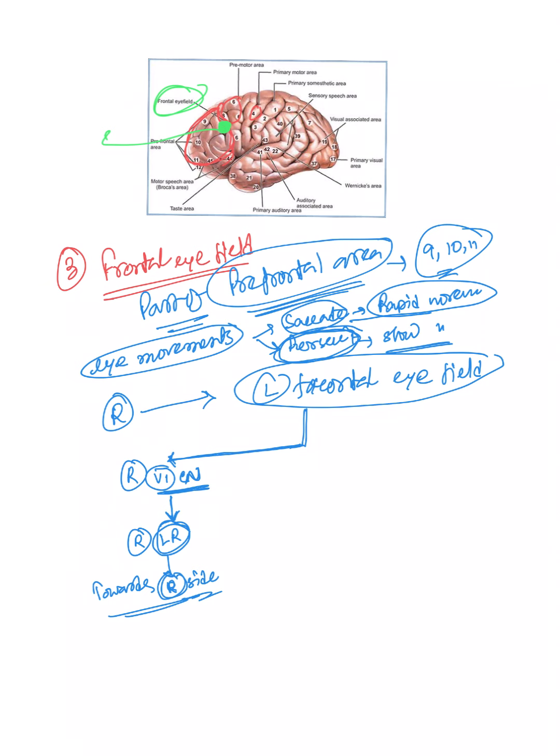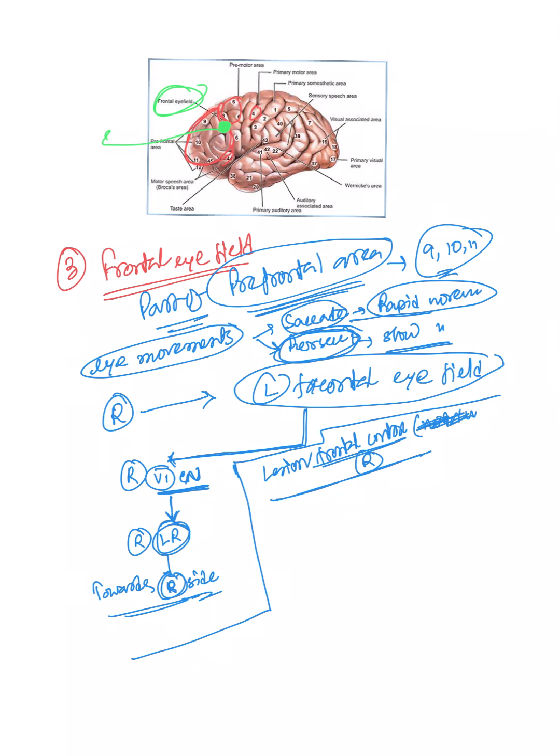So now I will conclude it here. A person is having a lesion on the frontal cortex, sorry, not motor cortex, frontal cortex. Suppose a lesion on the right frontal cortex. Now how will the patient present?